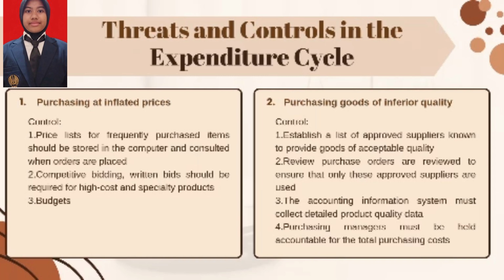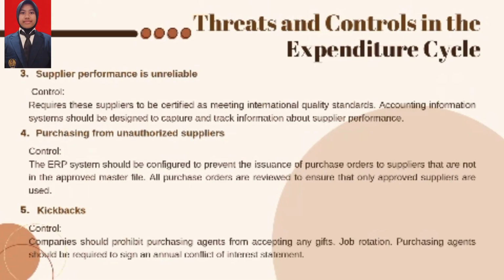To control it, first, establish a list of approved suppliers known to provide goods of acceptable quality. Second, purchase orders are reviewed to ensure that only these approved suppliers are used. Third, the accounting information system must collect detailed product quality data. And fourth, purchasing managers must be held accountable for the total purchasing cost. The third threat is that supplier performance is unreliable. Require these suppliers to be certified as meeting international quality standards. Accounting information systems should be designed to capture and track information about supplier performance.